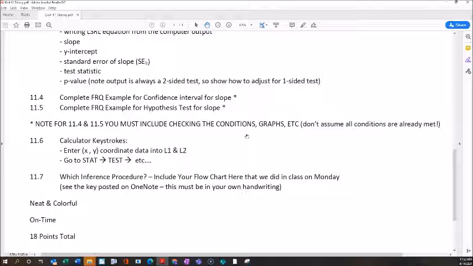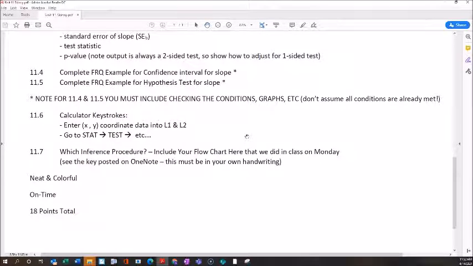And then 11.6 is just the calculator keystrokes. So how do you get to the confidence interval and the test? And then 11.7, all you have to do is put your completed graphic organizer that we did the other day about which inference procedure. If you want to put other helpful hints in there, that's fine. But we just want you to have that.